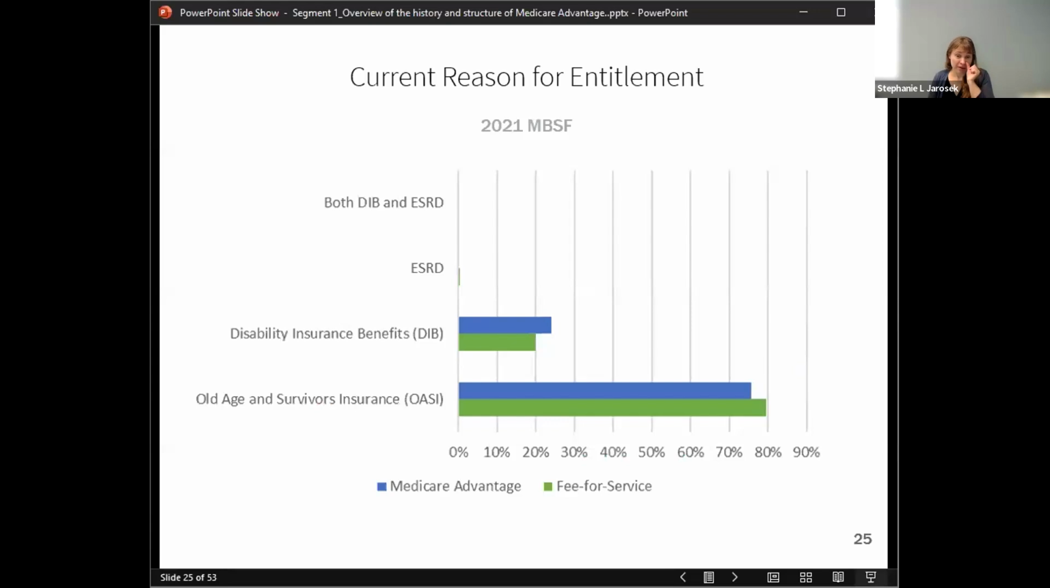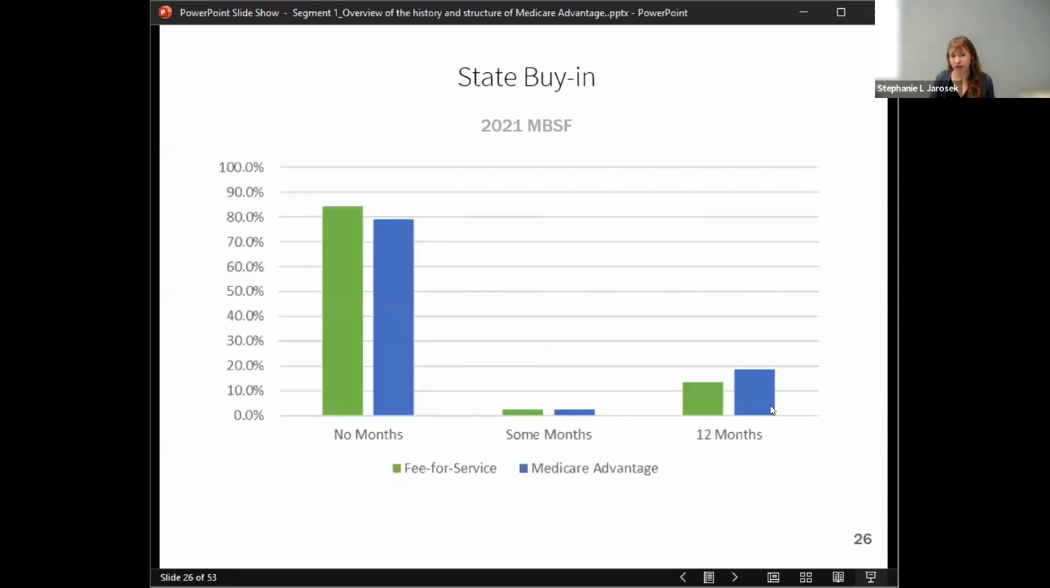If we look at the current reason for entitlement, there are some differences. People with disability benefits are more likely to be enrolled in Medicare Advantage, and the aged are more likely to be enrolled in fee-for-service. State buy-in is another way of saying a dually eligible beneficiary. It's called state buy-in because the state will buy into the Medicare program on behalf of the Medicaid beneficiary if they're eligible.